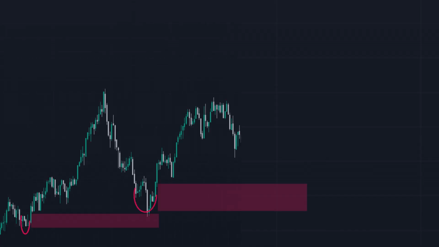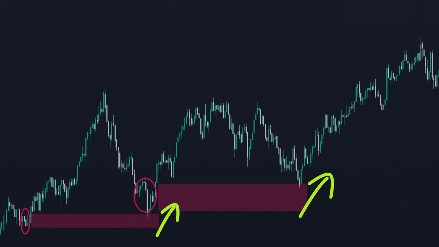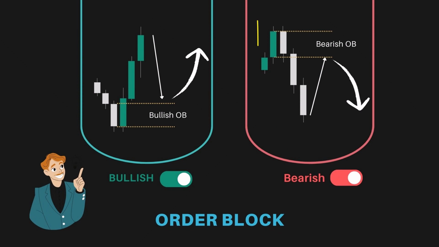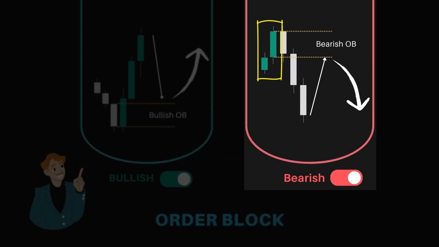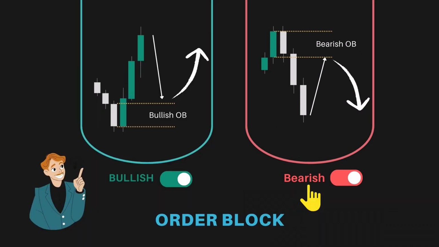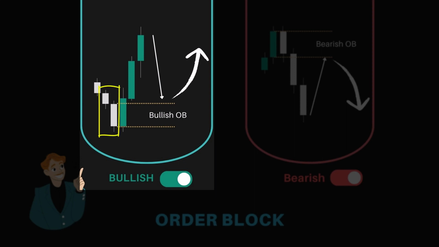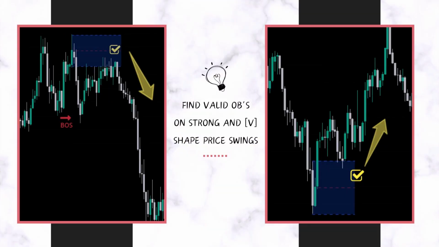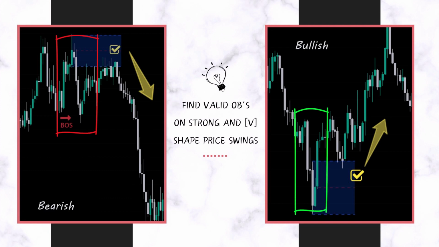Order blocks are areas with significant volume orders placed by large trading institutions and large funds. More specifically, an order block is the last upward candle or series of candles before a down move, which is a bearish order block, or the last downward candle or series of candles before an up move, which is a bullish order block. So the key point to find order blocks is to find specific points in the market where price has experienced a substantial upward or downward move.